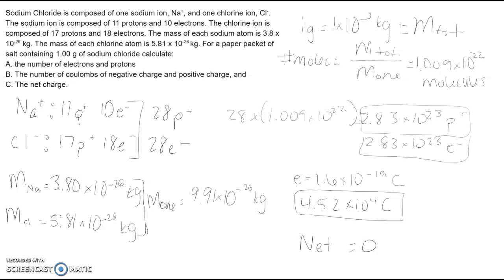Hopefully that was helpful in terms of dealing with protons, electrons, and charges. I think it's pretty cool that we actually computed this for a very typical situation, 1 gram of salt, and it has this many protons, this many electrons, and this amount of charge. I think it's pretty neat.